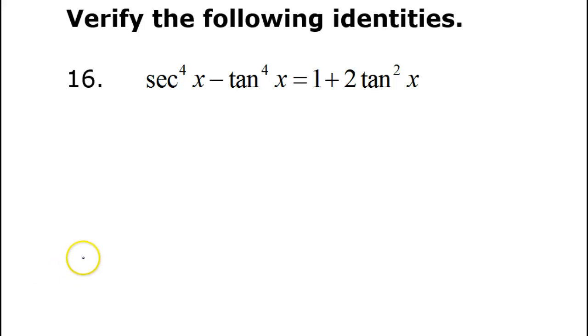In this video, we will practice verifying trig identities such as this one. Notice that we are just trying to show that the left side equals the right side. We are not solving for x, which is actually a common mistake.